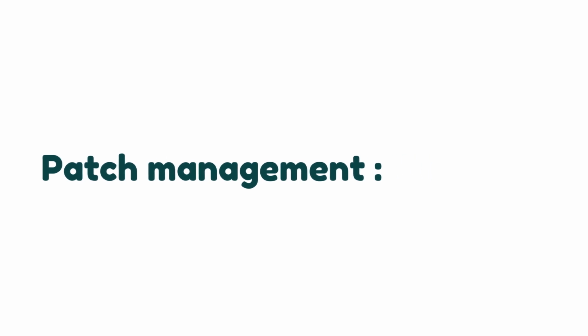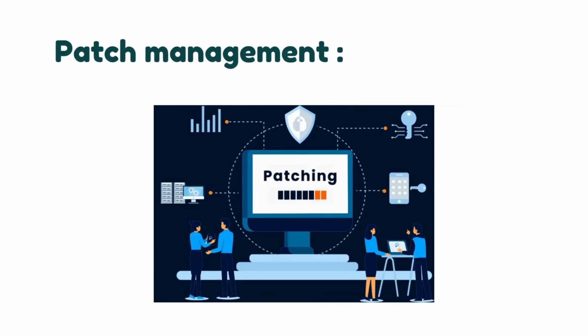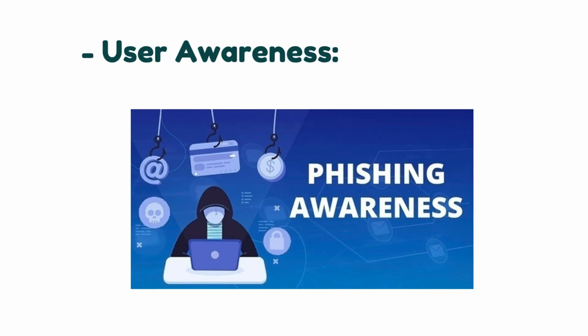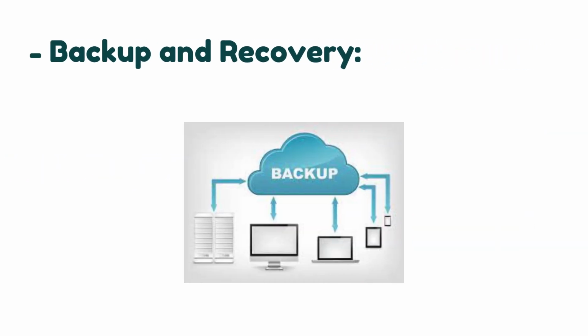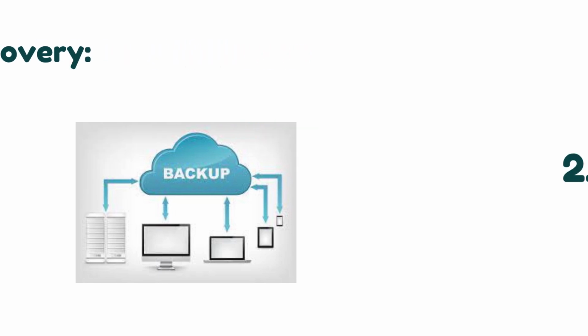Lessons learned. Patch management. Regularly update software systems to address known vulnerabilities. User awareness. Educate and train employees about the dangers of phishing emails and suspicious links. Backup and recovery. Implement robust data backup and recovery processes to mitigate the impact of ransomware attacks.